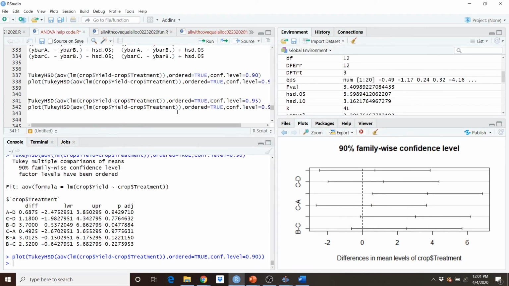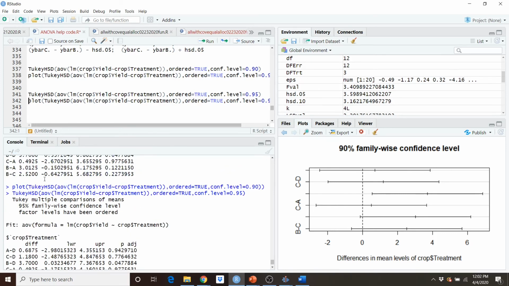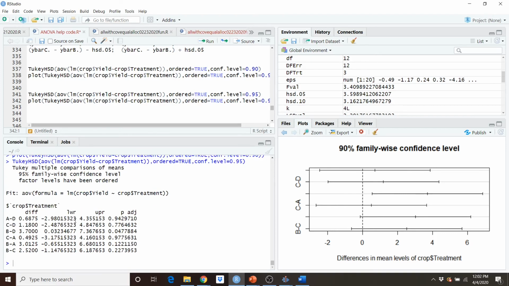Now, what would it look like if we were to do this at 95%? Well, now we just change our confidence level to 0.95. And notice, we still have the same differences. Our intervals have changed slightly. We'll just look at B minus C, negative 0.642 to 5.68. Notice it's changed a little bit. We still have our adjusted p-values. And notice the only significant difference lies at B minus D, even at 0.05.